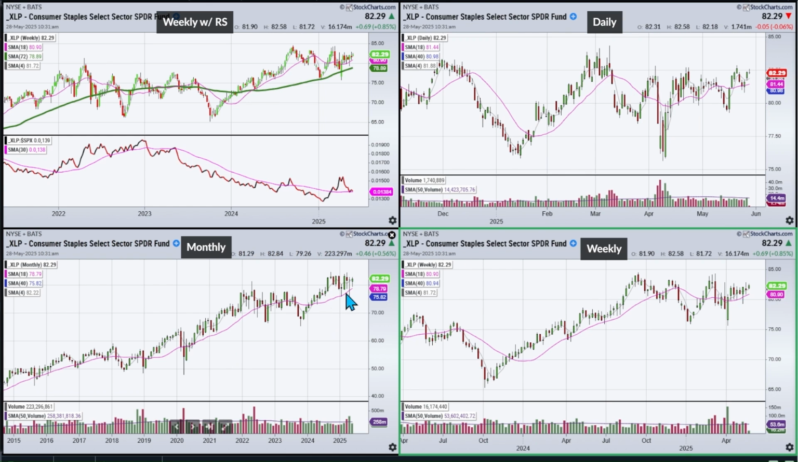XLP has been a really good trend chart. You see how it's been flat sideways while the market was going down, and that's why this relative strength line was going up. Now it's pulling back and it's reaching kind of crunch time. If this doesn't break out above this short-term resistance area, I think the relative strength is going to keep dropping. So we're going to need to see some strength in the consumer staples here pretty soon, or we're going to lose the relative strength.